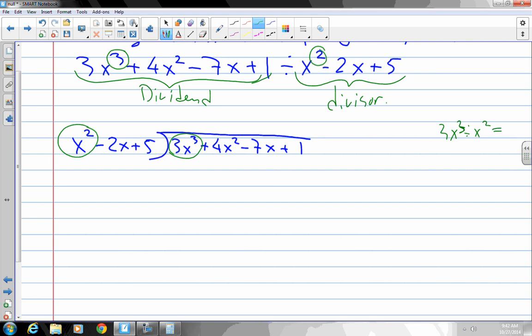3x, because the 3 doesn't go anywhere, and then you subtract exponents, so you get 3x. This is the same as 3x cubed over x squared, so this cancels and you get 3x. So we just divide the first term. We get 3x, and we're going to place 3x in the x location. This is going to be our x column.